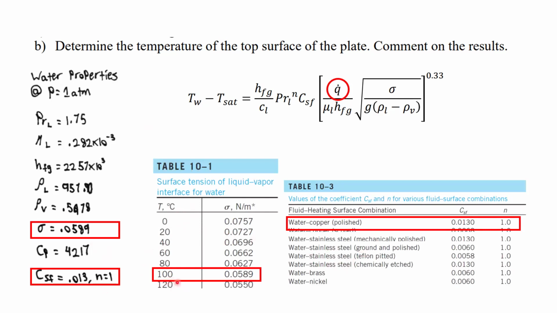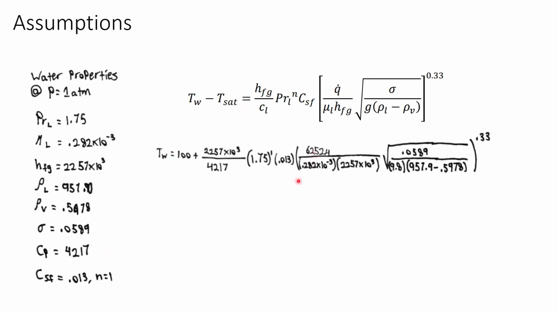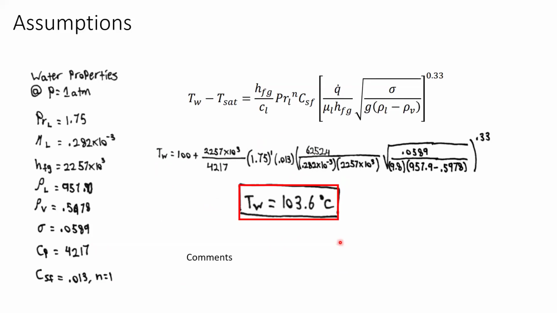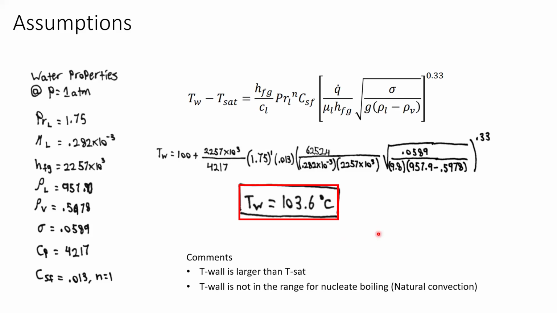Our saturation temperature is 100, and our surface is water to copper polished. So we can just plug in all our values into the equation. We get a wall temperature of 103.6. So just some comments on this. 103.6 is larger than our saturation temperature, so it is over 100 degrees, which is what we'd expect. However, this is not in the range of nucleate boiling. This is actually in the range of natural convection. So our earlier assumption wasn't valid here, but that's the approach we had to use.